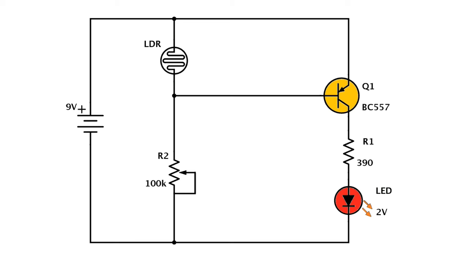The variable resistor R2 is used to change the trigger point for the LED. That is, how much light is needed for the LED to turn ON and OFF. You can probably replace it with a 10 kilo-ohm potentiometer. It depends on the resistance of your LDR. But with a 100 kilo-ohm potentiometer, you will have room for a wider range of LDR values.